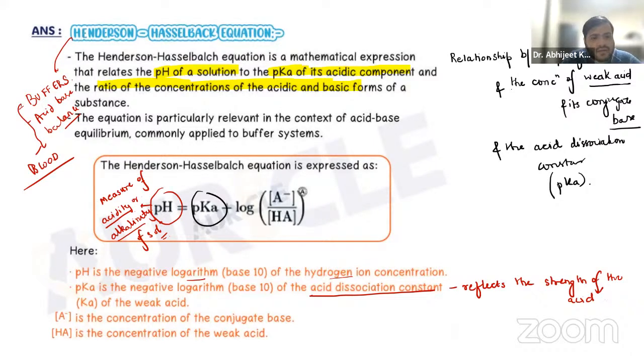Then we have the concentration of the weak acid. HA is the concentration of the weak acid, and A minus is the concentration of the conjugate base. So we are taking a weak acid with its conjugate base, and we have the dissociation constant, that is pKa. Now, guys, what is the HA over here? It's the weak acid.